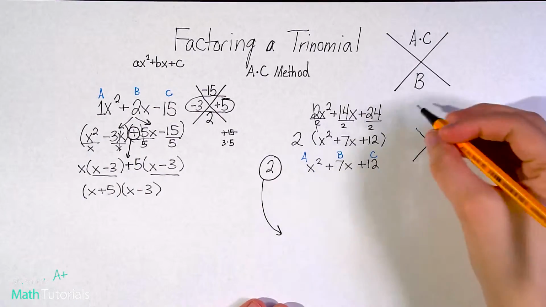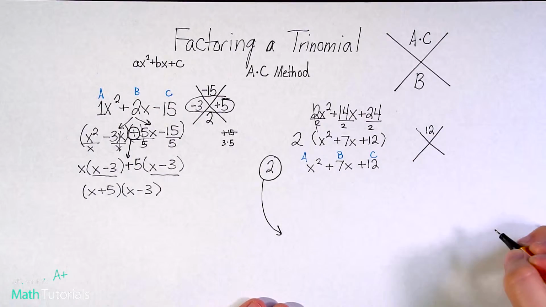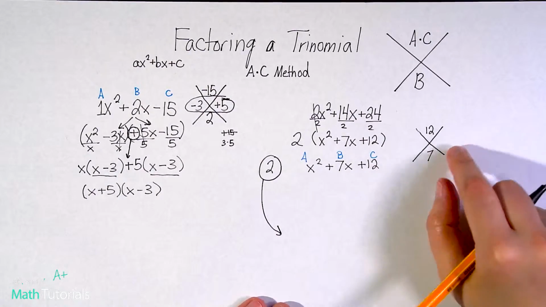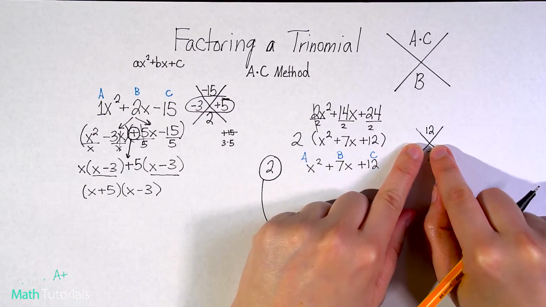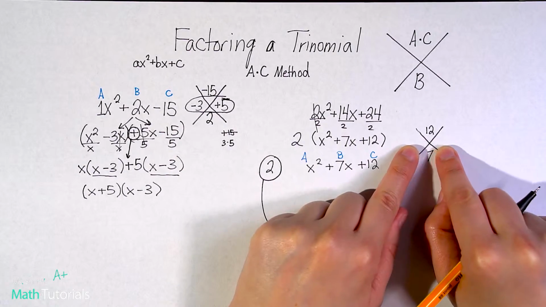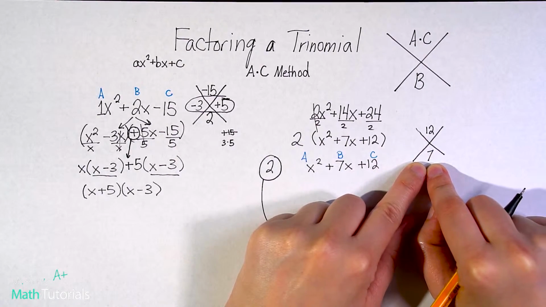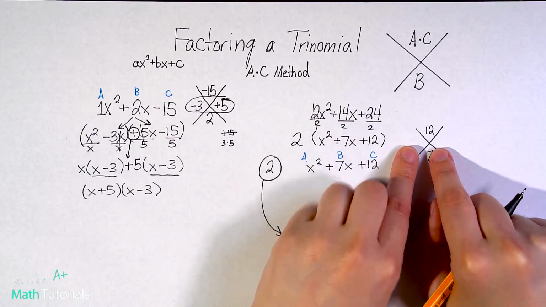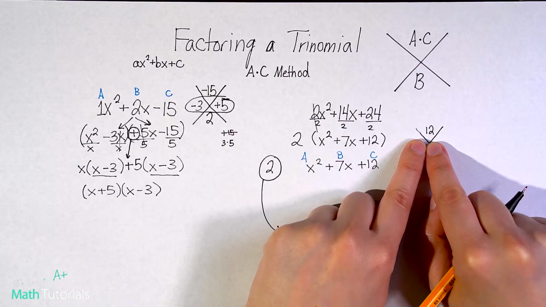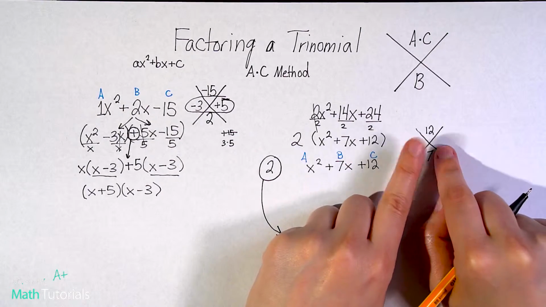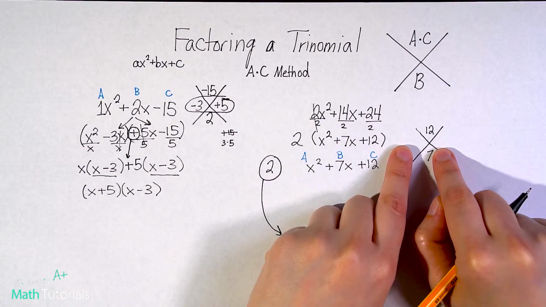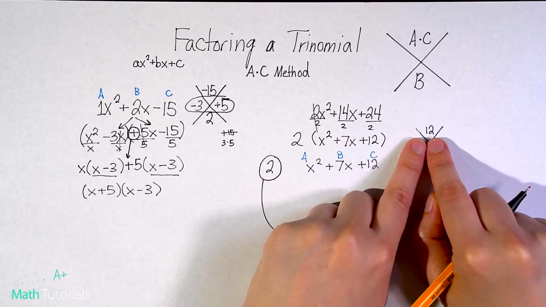So A times C would be positive 12, and B would be positive 7. So remember, I need to find 2 numbers that multiply to give me 12 and add together to give me 7. Okay, let's think about the signs real quick. If I'm multiplying and getting a positive, well, that narrows my choices down. I know that my numbers are either going to be both positive or both negative. That's the only way I could multiply and get a positive.